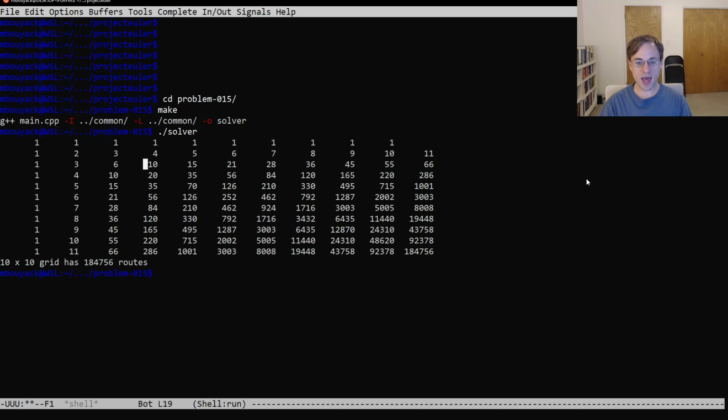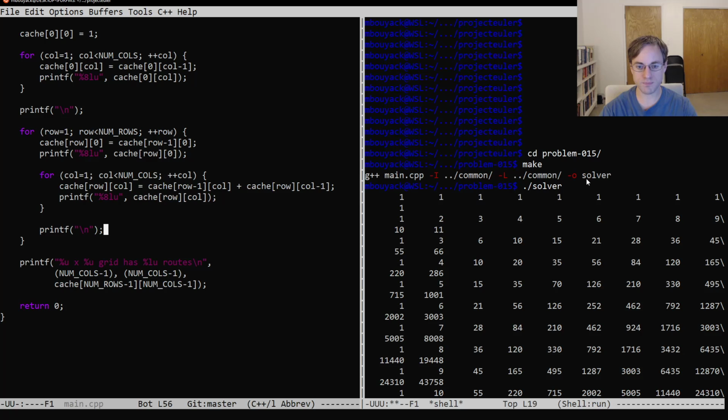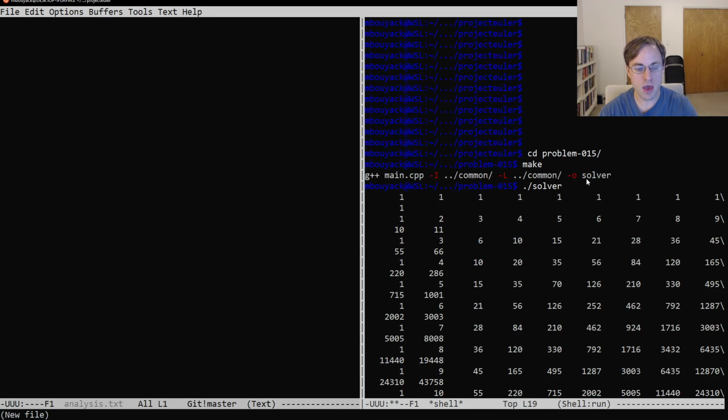Okay, so now we have our data, and perhaps some of you are already making some connections. But if not, I want to introduce the next key concept in our solution, and that is Pascal's triangle. So let me open up our analysis file. Our analysis file does not exist. We'll make it. Okay, so Pascal's triangle, as it's usually presented, is as follows.